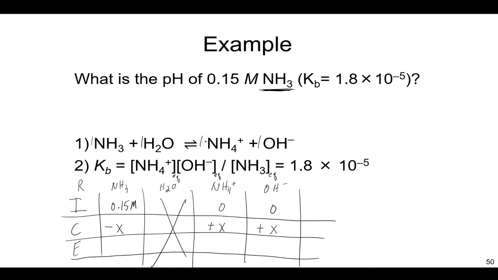So if the products are going up by x, then there's a 1-to-1 ratio here. The reactants are going down by x. It's not going to be plus 2x and x or x and minus 3x because it's all a 1-to-1 ratio. And so my equilibrium values: 0 plus x, that's an x, 0 plus x, that's an x, 0.15 minus x is the value here. Okay.